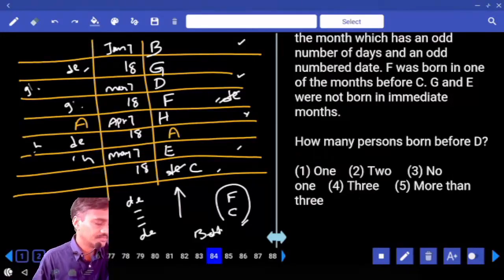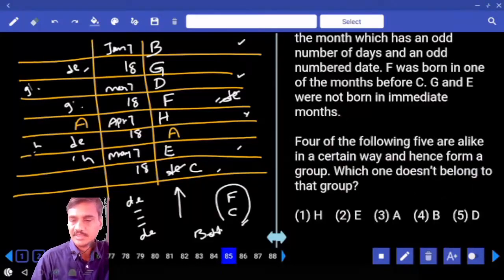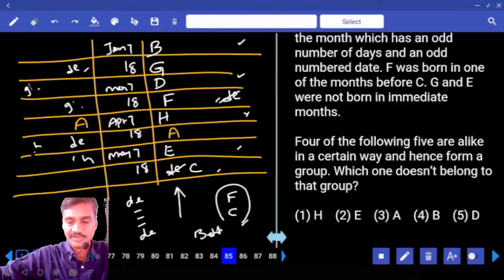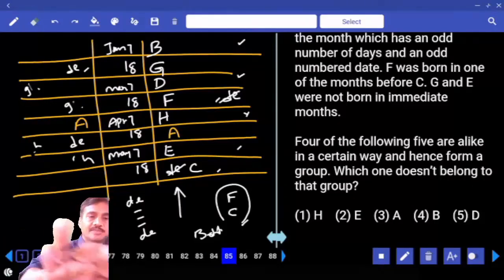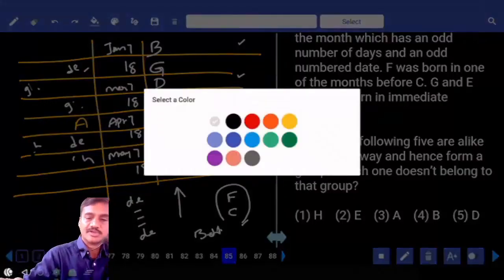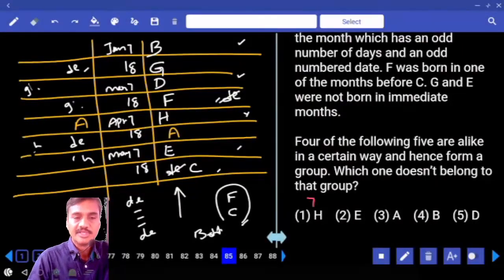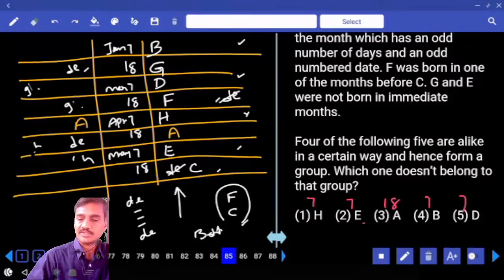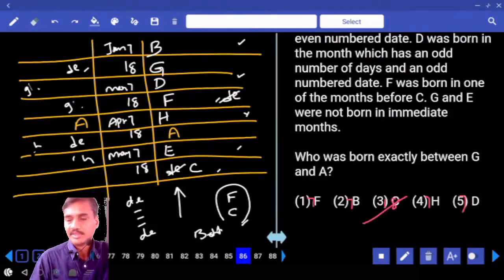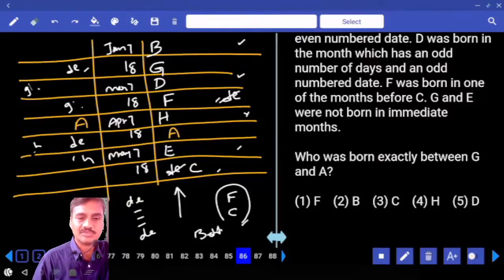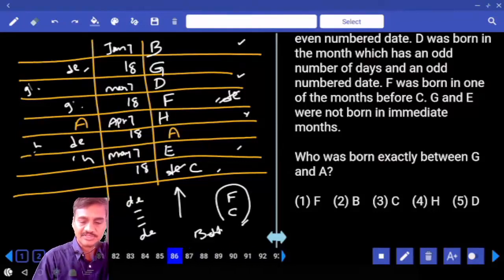Then 84, and how many are born before D? There are 2, choice 2. And 85, which of the following means odd one out? H April 7th, H born on 7th, and next one, E born on 7th, and A born on 18th, and B born on 7th, and D also born on 7th. And so choice 3 for 85. And 86, who was born exactly between G and A? Exactly between G and A, who is that person? F. F, choice 1 for 86.